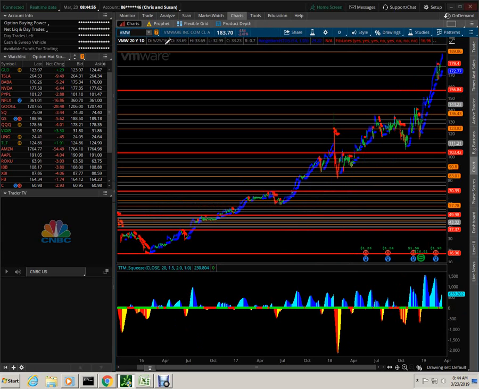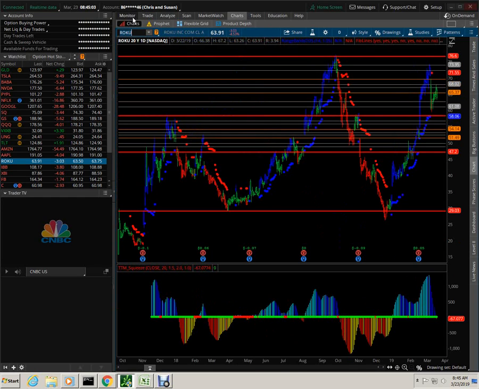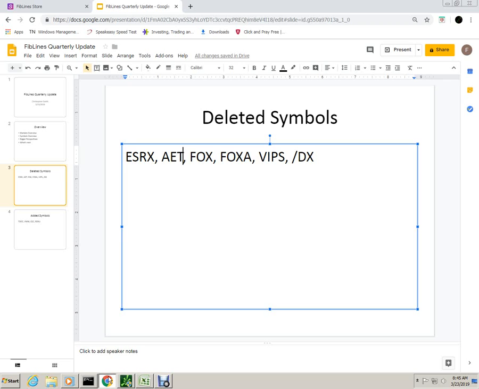VMware was also added. This one had a huge run. Unfortunately, was not in it. And ROKU, I think I already talked about. So those are the new symbols added in this quarterly update.